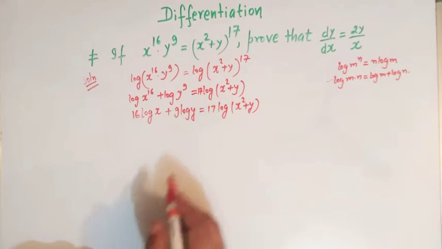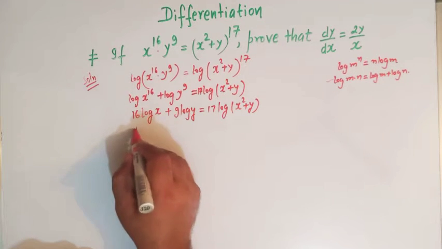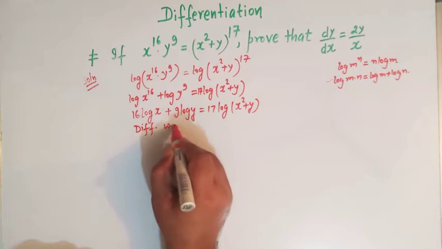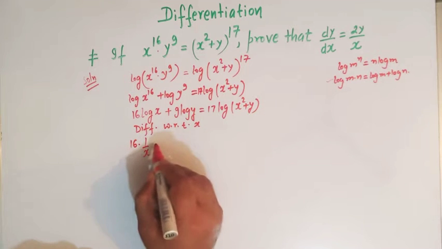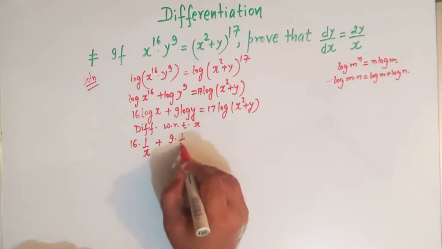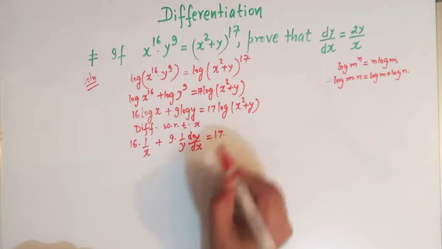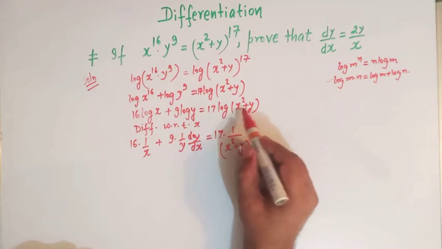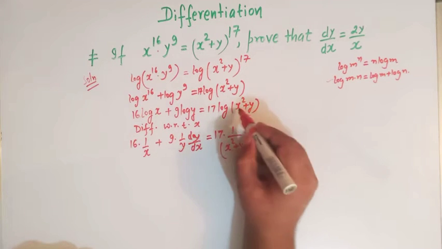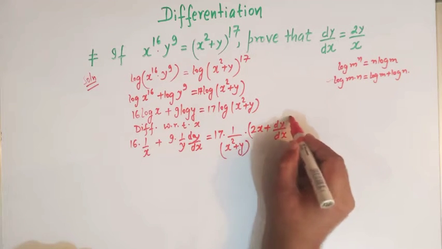Now differentiating both sides with respect to x, we have 16 times 1 over x, here we have 9 times 1 over y, then we have dy over dx here, and then we have 17 times 1 over (x square plus y), because the derivative of log x is 1 over x, and then by chain rule we have 2x plus dy over dx.